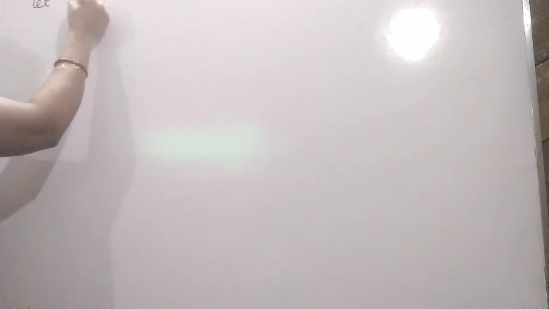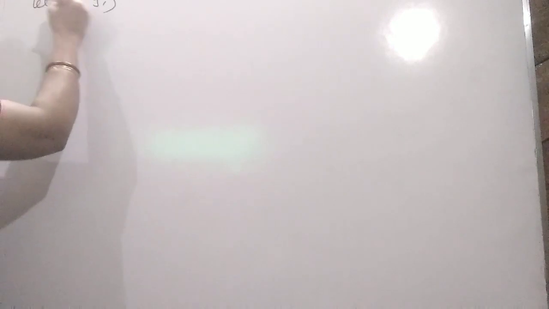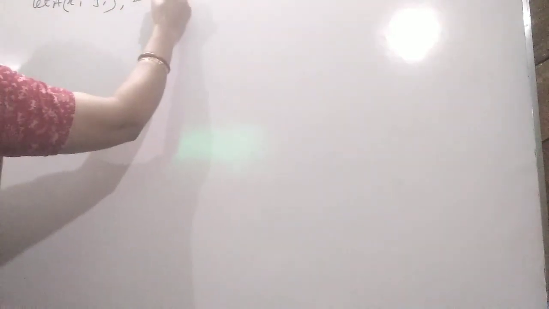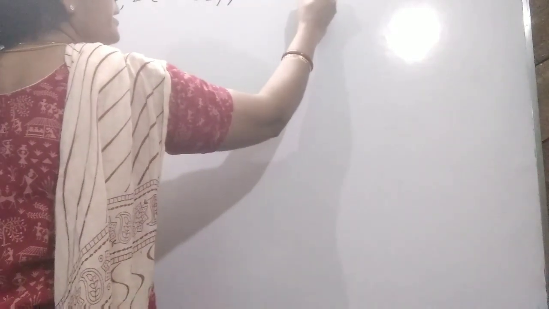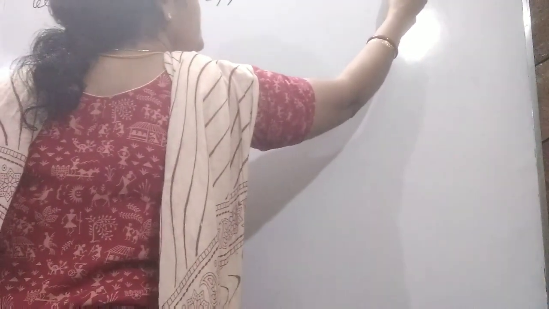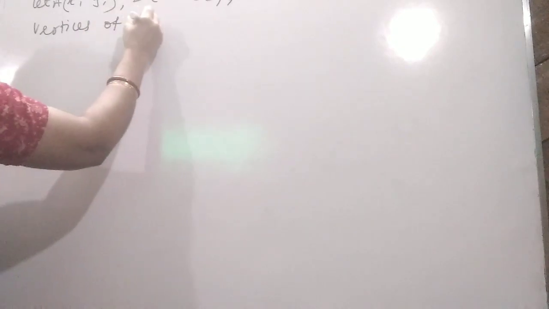Now let us see area of triangle. Now the topic is area of triangle. You have already seen this topic in an earlier class also. Anyhow, let us revise. Let A(x1, y1), B(x2, y2), and C(x3, y3) be any 3 vertices of a triangle. You also write down any 3 vertices of a triangle.